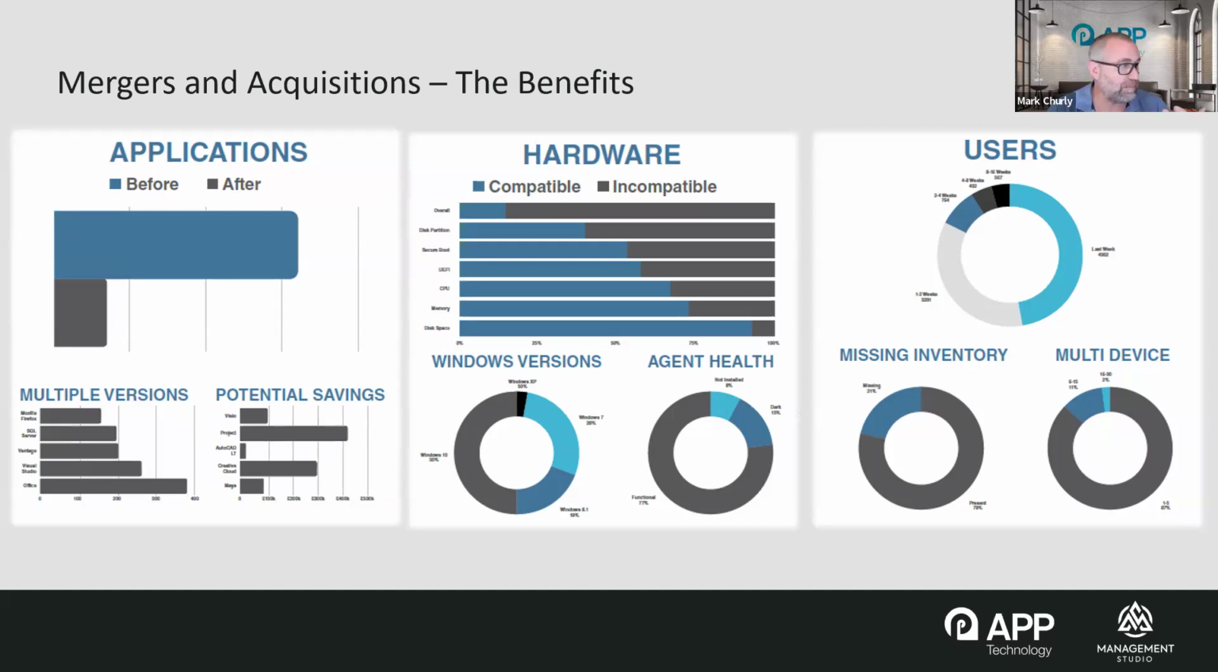You can start demonstrating those license savings, reporting on that compatibility, looking at versions of OSs, agent health, and all of that important user context that we've seen in the estate. So this is what you can get out of the tooling.